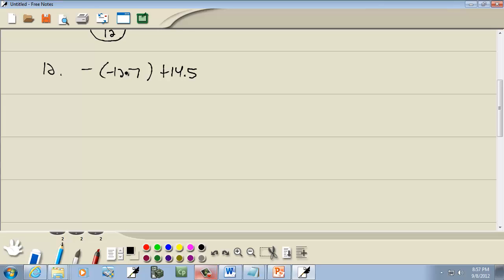It doesn't matter with decimals. They're exactly the same as we have been. A negative parentheses negative becomes a positive. So we've got 12.7 plus 14.5. Now it's best to do these in vertical format.